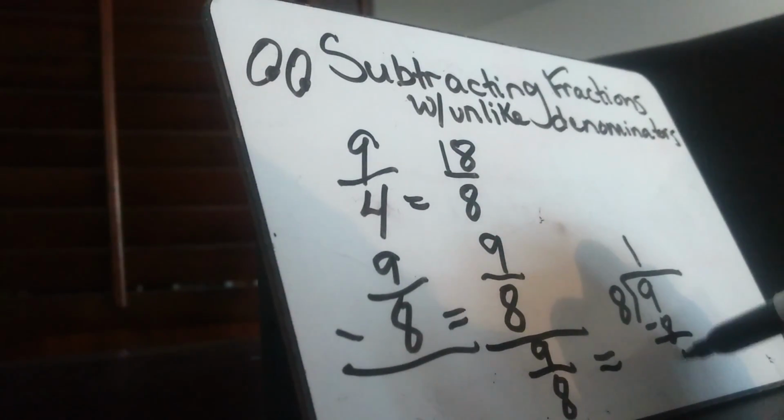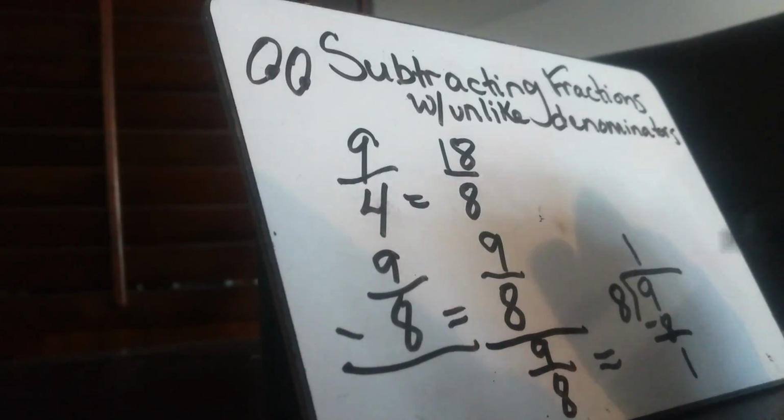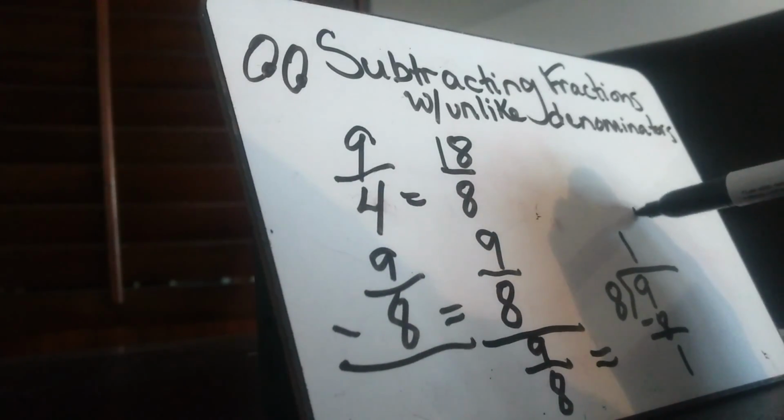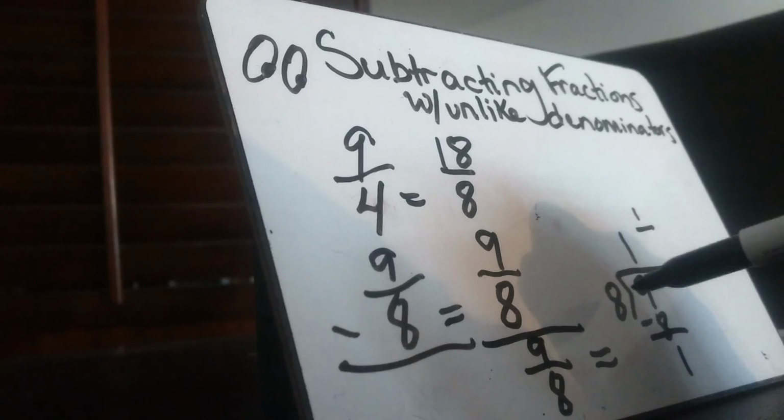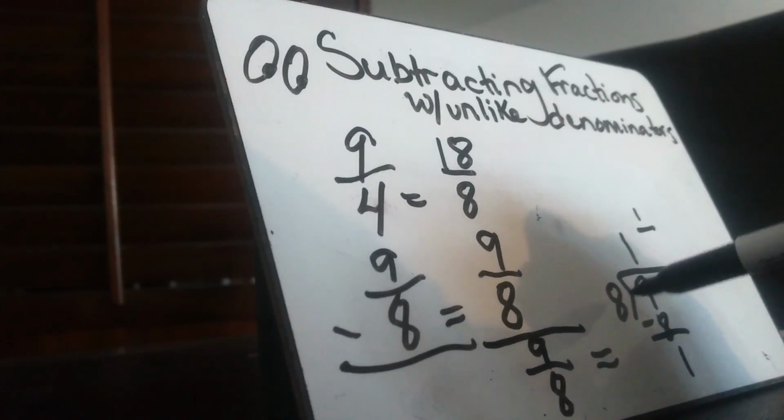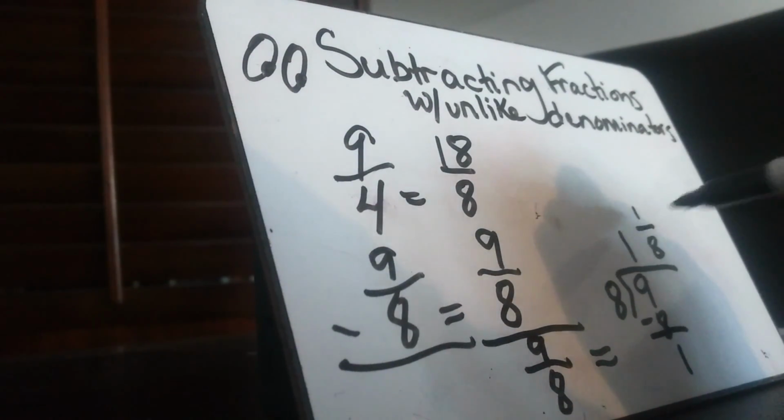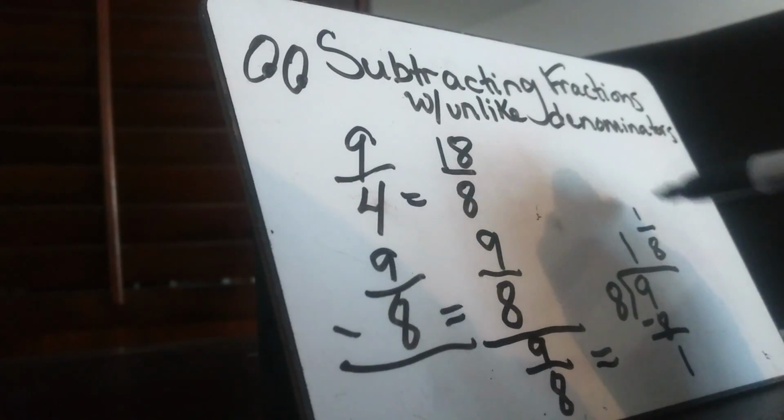1 times 8 is 8. We have a 1. We have to write this remainder as a fraction. So we do 1, and what do we do for our denominator? Whatever is over here, that's the denominator. That's an 8, so then the denominator is 8. And the final answer is 1 and 1/8.